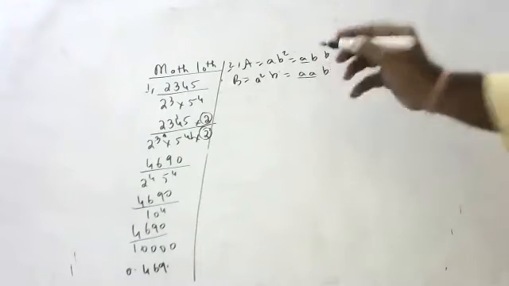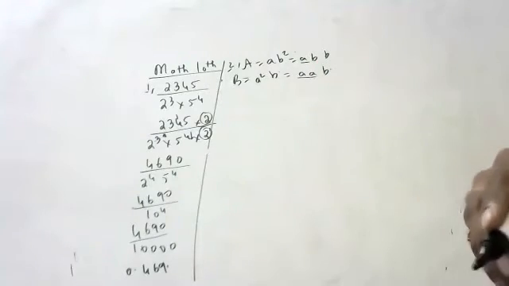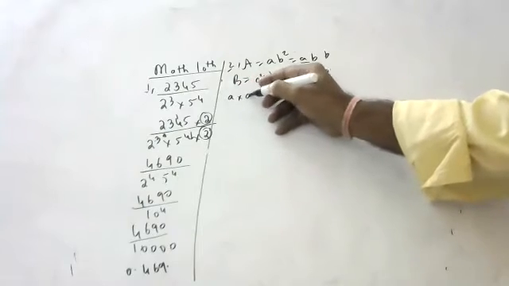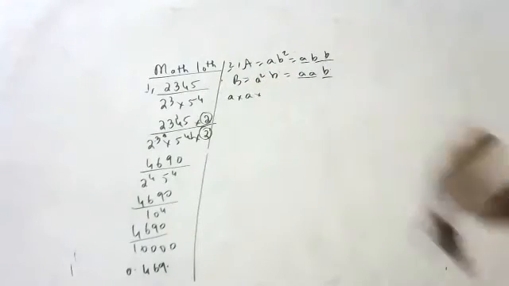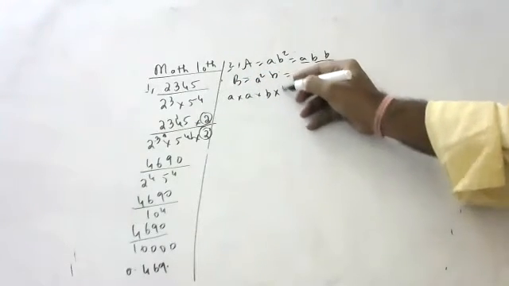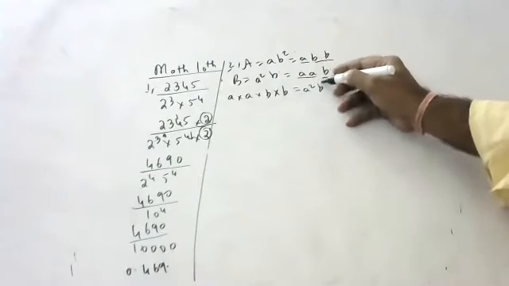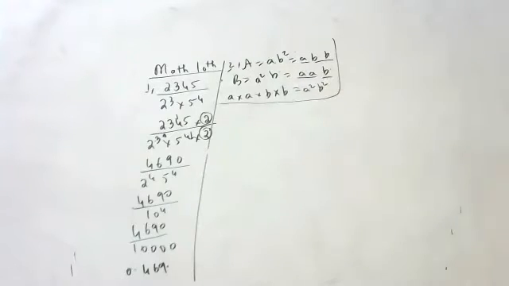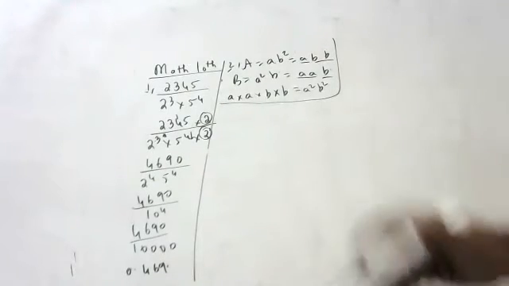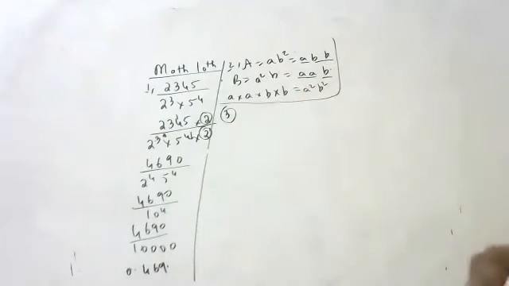Children, here a is there, here a is there. Which one should we take, the lower or the higher power? Higher. Here b is there, here b is there. We take the higher power. So what is the LCM, children? A square B square. Whenever they are common, whichever is repeating more number of times, that one we have to take, children.